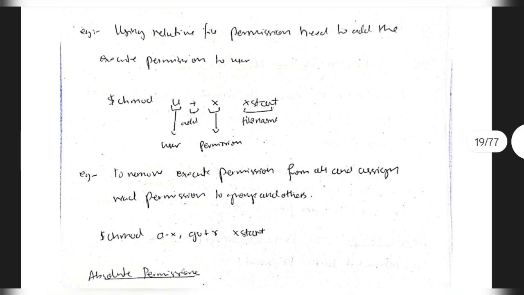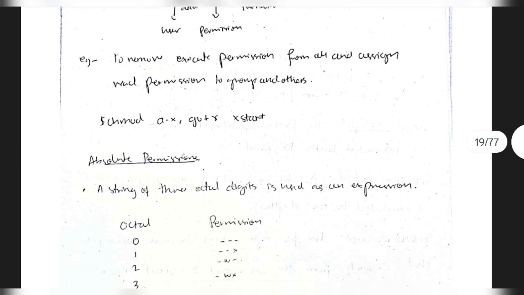For example, if xstart is the file name here, u plus x. What does u plus x mean? User is getting the permission to execute the file. Okay. And if you want to perform multiple operations like remove the execute operation from all and add the read operation for group and others, you will be separating that using a comma. Before that you have to write chmod.